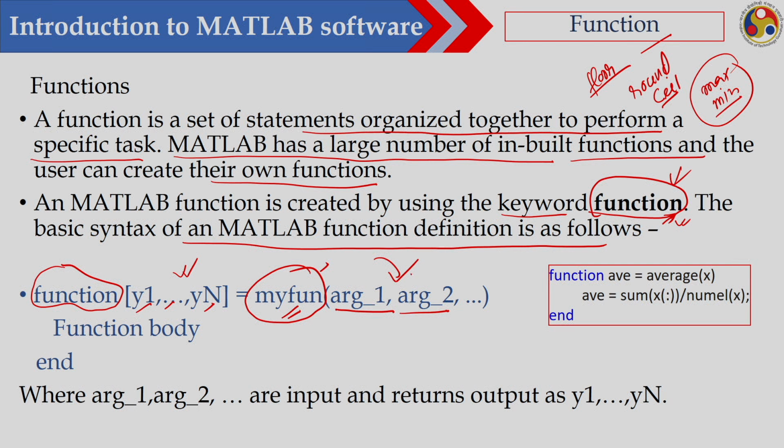So, what is happening is these arguments are coming into the function, then you are doing some calculation here, and these variables will go out of this function. So, I will get this particular variable after executing this function. In case of R we have used the curly brackets, but here we are not using them. So, this is the beginning of the function and at the end of the function we write end. Where argument 1, argument 2 are the input, and the function will return y1, y2, yn.